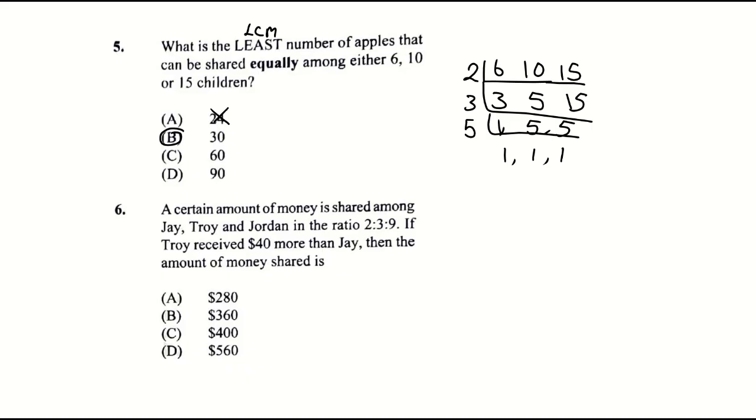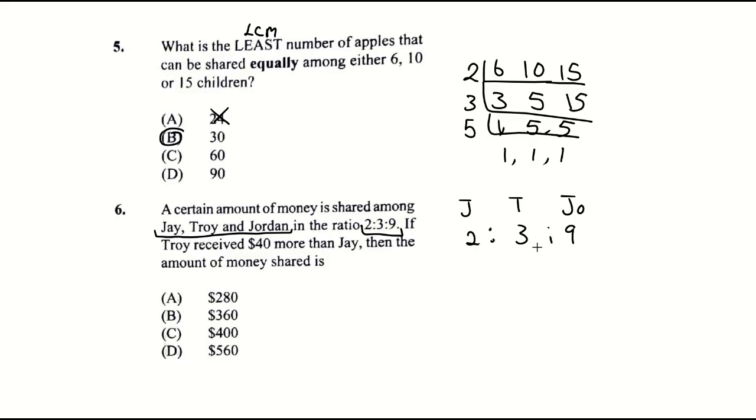Let's look at number 6. A certain amount of money is shared among Jay, Troy, and Jordan. So again, I told you guys, anytime they give you the ratio, the order in which they give the names is the order in which the ratio is split apart. So J would be 2 parts, Troy is 3 parts, and Jordan, I'll just put G-O, is 9 parts.